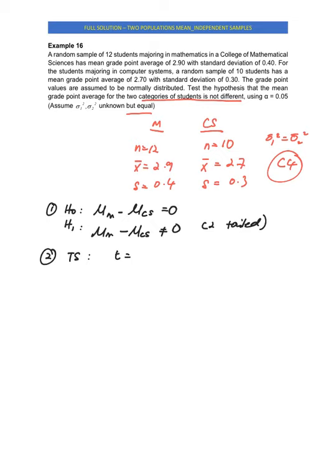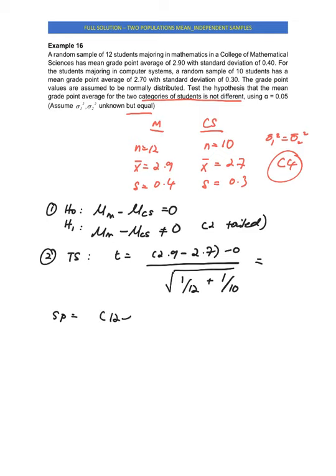So T equal X bar 1 tolak X bar 2 minus D. X bar 1 kita adalah 2.9 tolak 2.7 minus 0 over. Okay, SP kita tak calculate lagi ya. Okay, so 1 tak apa. 1 over 12 plus 1 over 10. Okay, calculate dulu SP.